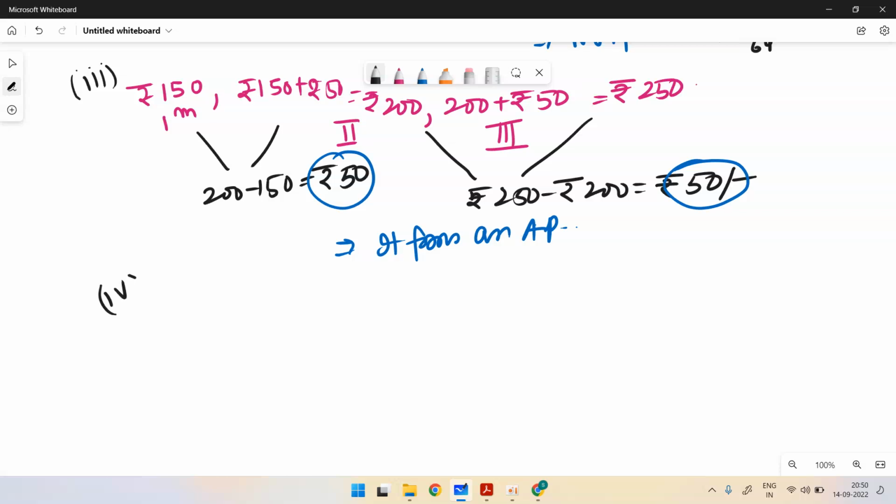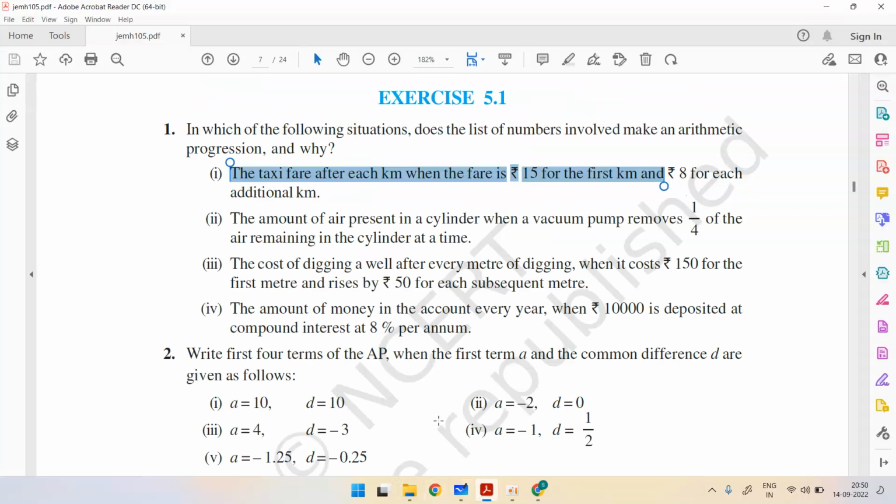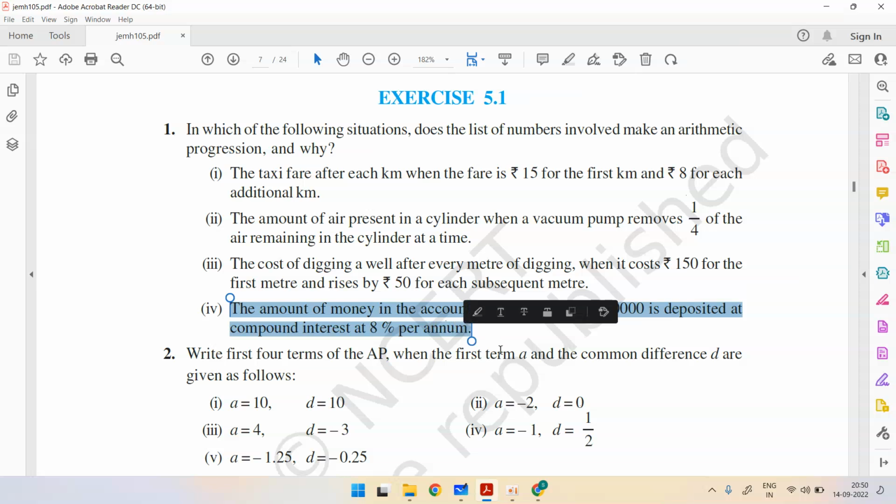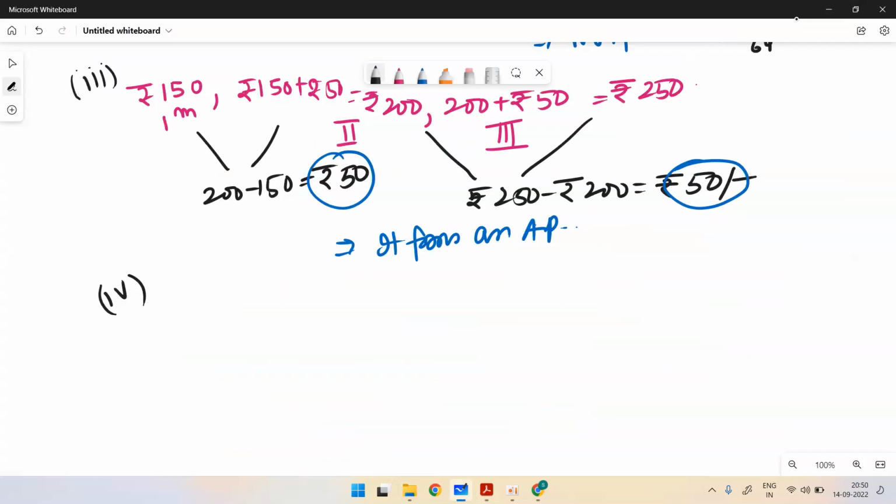Next is the fourth part. The fourth part asks about the amount of money in an account every year when 10,000 rupees is deposited at compound interest at 8% per annum. The amount initially deposited is rupees 10,000, and the rate of interest is nothing but 8%, that is 8 by 100.